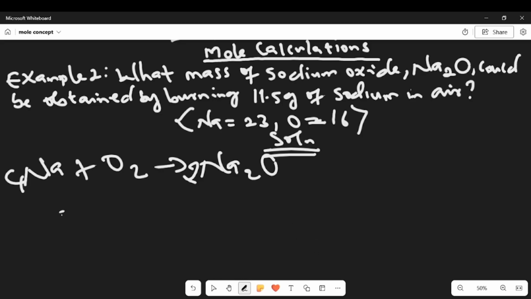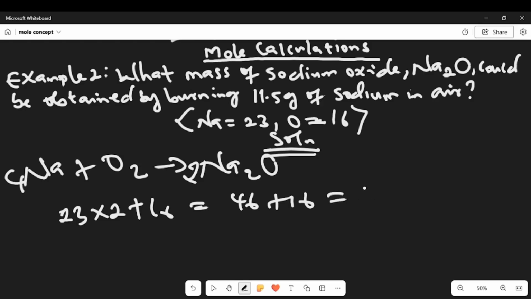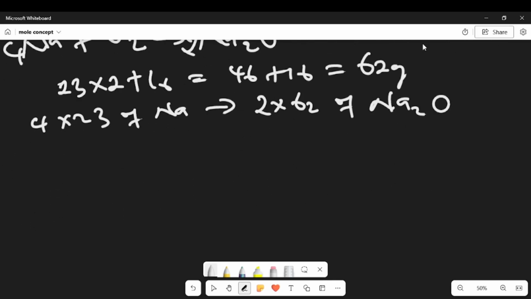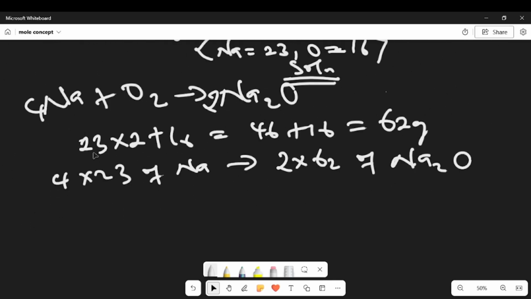Sodium is 23 times 2 plus 16. And 23 times 2 is 46 plus 16. That should be 62 grams. So the reacting mass of sodium here is 4. So 4 by 23 of Na produced 2 by 62 of Na2O. Is that okay? I'm solving using the reacting masses. If you solve with 23 alone and 62 alone, you are going to fail it. You understand me now? That's all right.